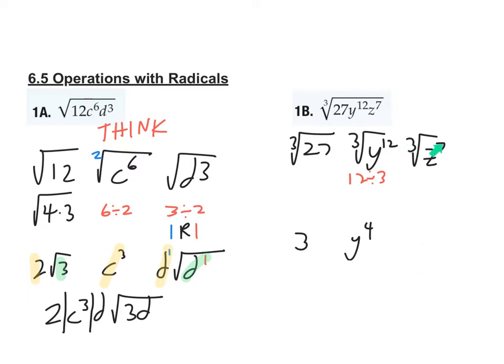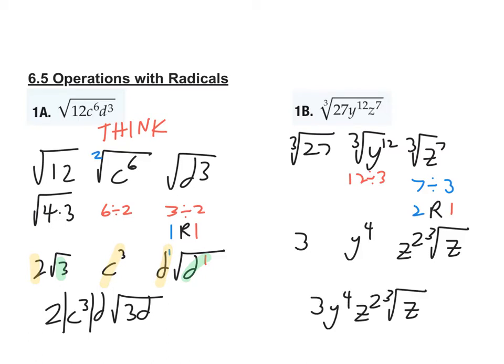Here's where I run into an issue, because I'm going to have a remainder. So I'm going to go 7 by 3, which is 2, remainder 1. Okay, so the 2 becomes the power on the outside, so it'll be z squared on the outside, and I'm left with z to the first on the inside. Okay, it's still cube root, don't lose that index. And again, odd index, so no absolute value. There's my answer: 3y to the 4th z squared, cube root of z, that's still left underneath.